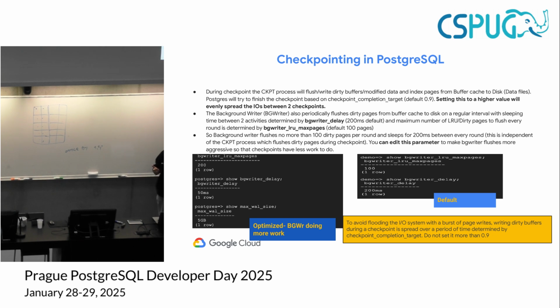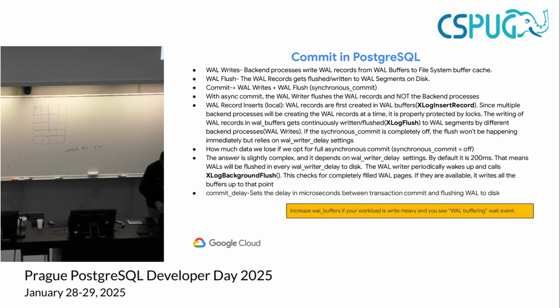But now many service providers for the managed services are opening these parameters for editing. Now commit in Postgres. Commit and checkpoint go hand in hand. We should try to reduce the commit and we should not have excessive commits in Postgres.